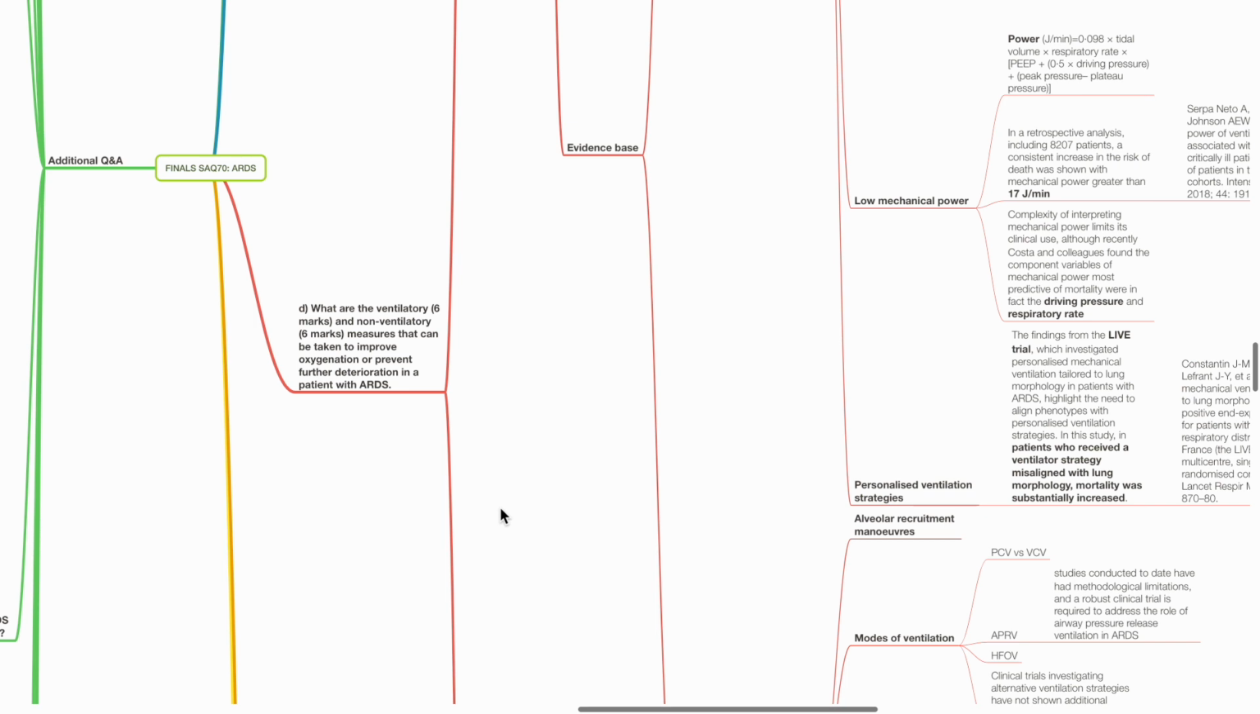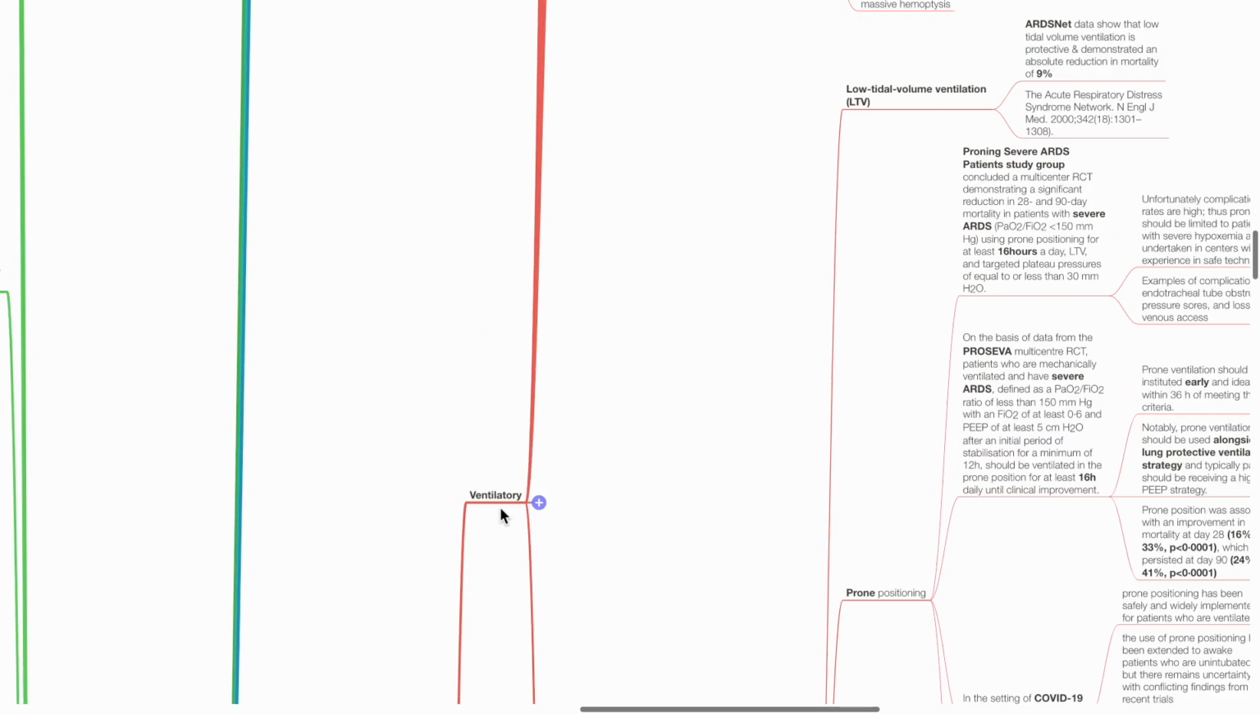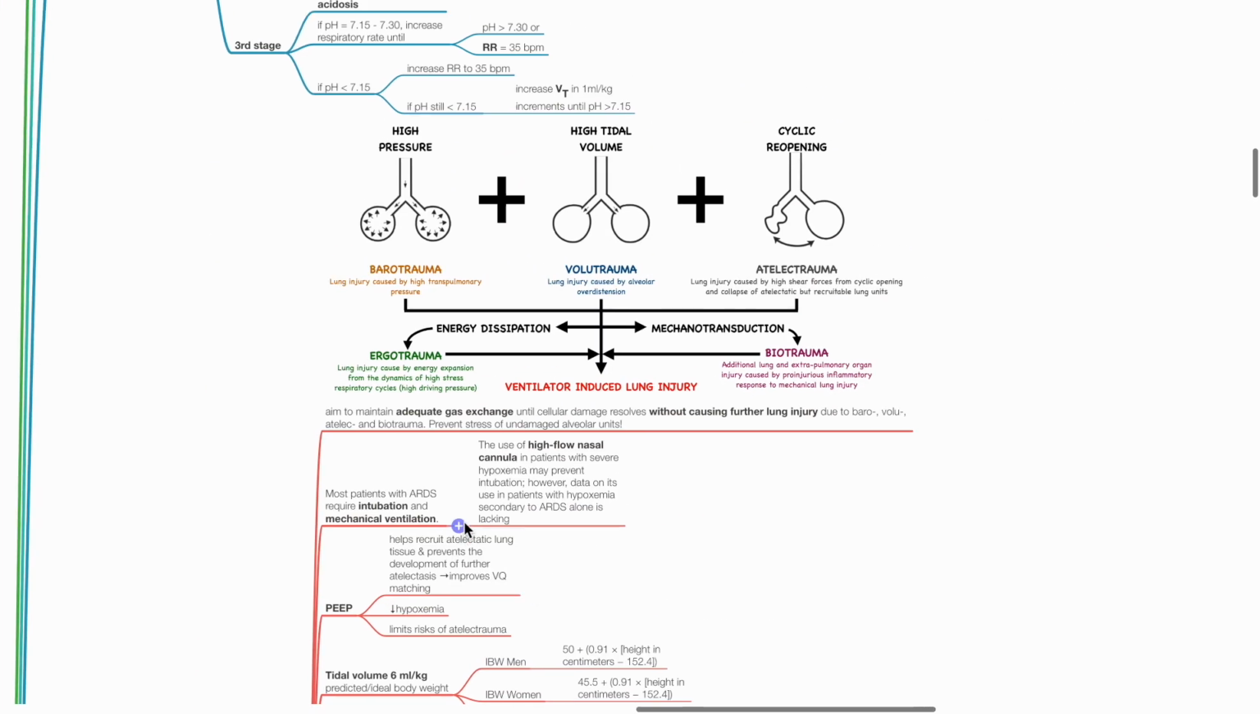D. What are the ventilatory and non-ventilatory measures that can be taken to improve oxygenation or prevent further deterioration in a patient with ARDS? Ventilatory measures. Aim to maintain adequate gas exchange until cellular damage resolves without causing further lung injury due to barotrauma, volutrauma, atelectrauma, biotrauma, and ergotrauma. Prevent stress of undamaged alveolar units.